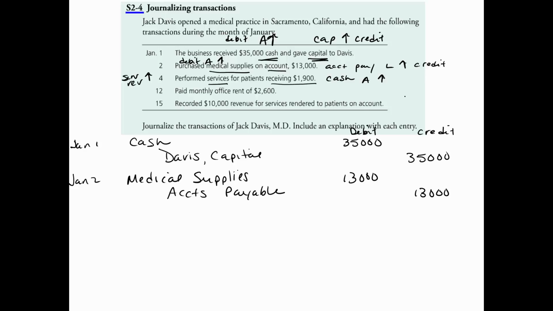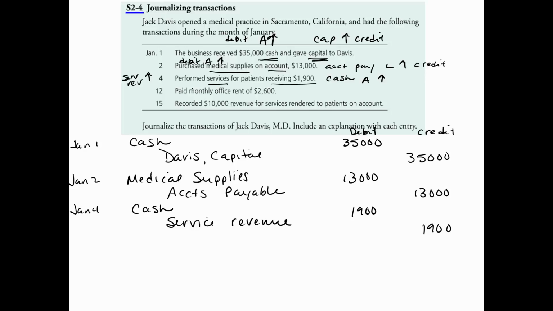So to increase an asset, I debit it, so that'll be my debit. So January 4th, I'm going to debit cash for $1,900, and then my credit will be service revenue. That's the name of the account, and I will credit that by $1,900. And remember, I said revenue is always a credit. So even if you figured that one out first, you still write that one second. You always write the debit first.